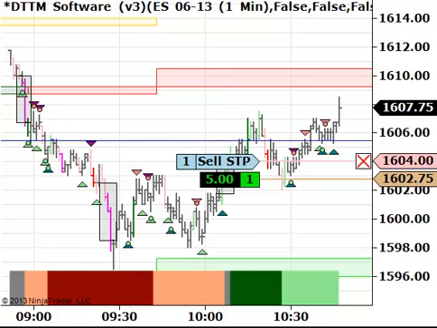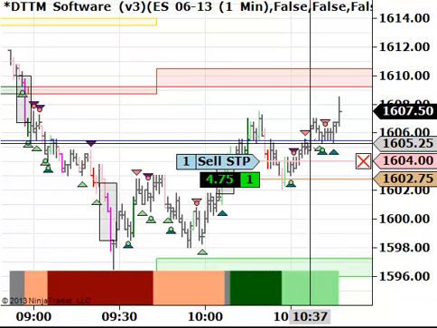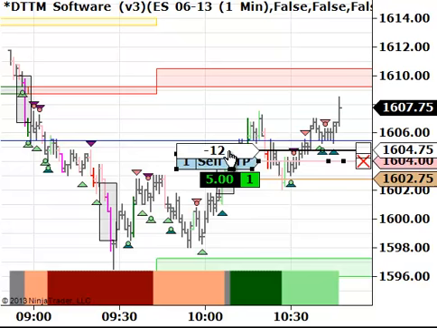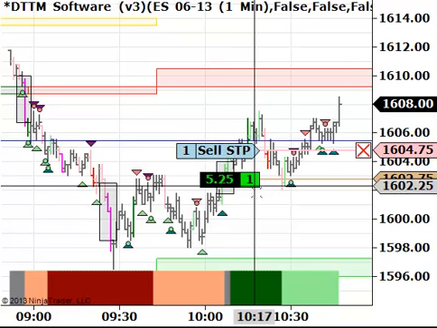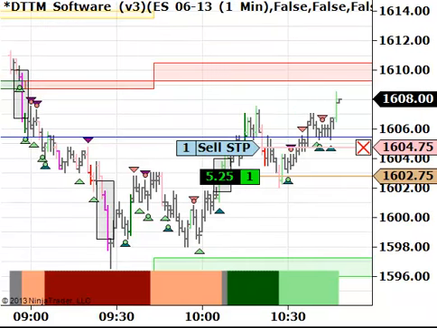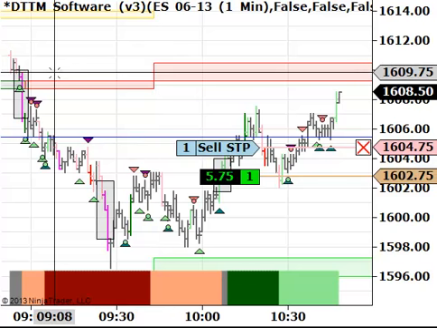Okay, restarted the video here. We are moving up nicely, and you can see that barrier that our software has up there in the 1610 area. Well, first of all, let me move the stop up just below that where the last liftoff took off from. So I got the stop at 1604.75, up there at 1609.75, 1610.